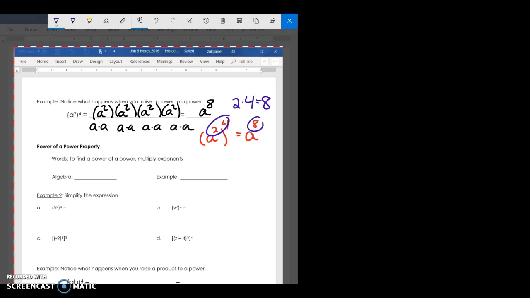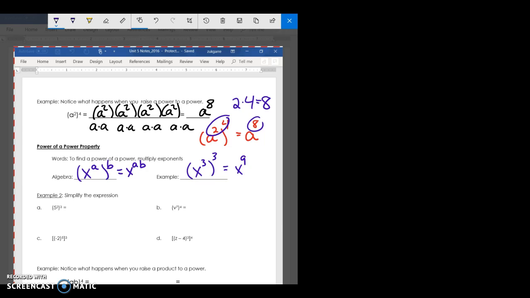Okay, so if I were to write this in algebra notation here, I've got x to the a, raised to the b. Well, I'm going to multiply those, so that is the same as x to the ab. So I'm taking my 2 exponents and I'm multiplying them. And so just for an example, if I've got x cubed to the 3rd, well, I'm going to multiply my 2 exponents here, so that would be x to the 9th.